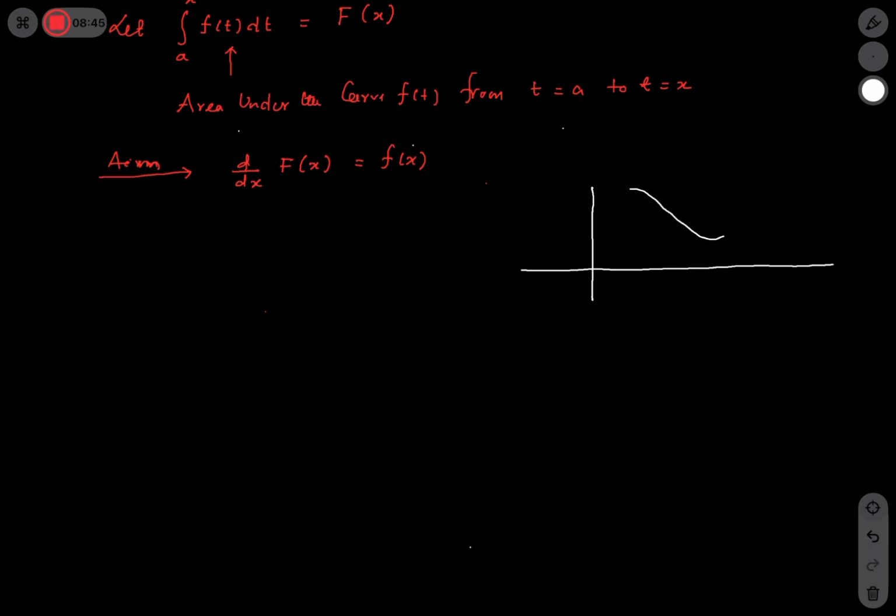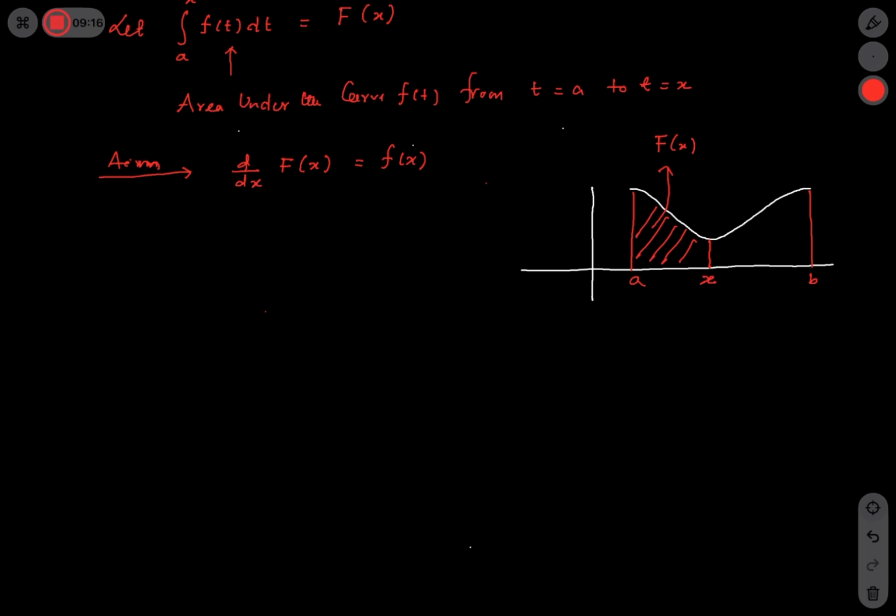So the diagram is like this. This is defined in a to b, and x is a variable point. So this area is uppercase F(x). Okay.